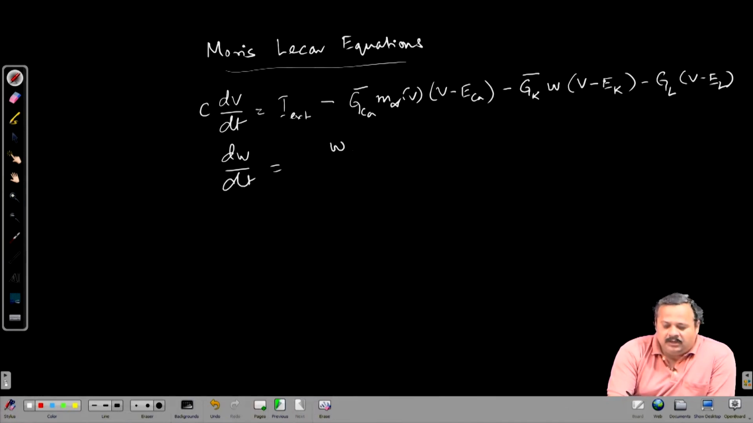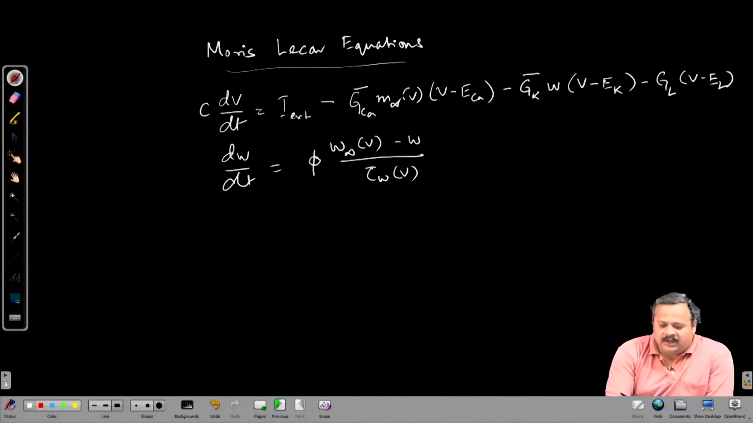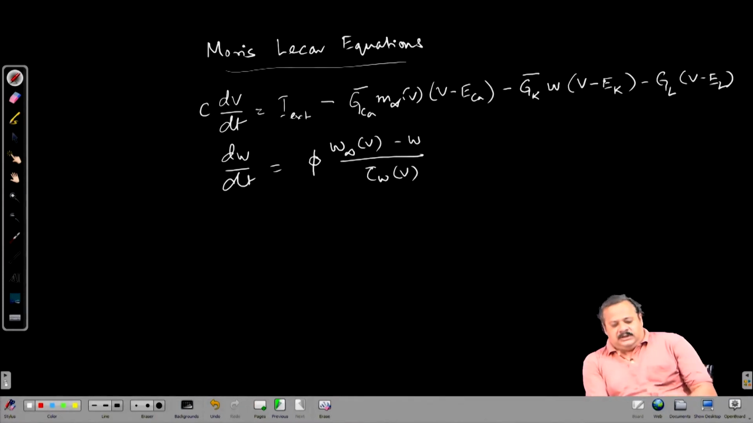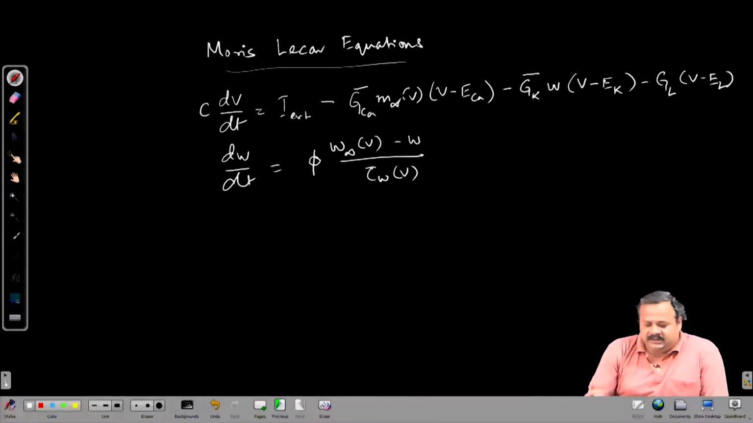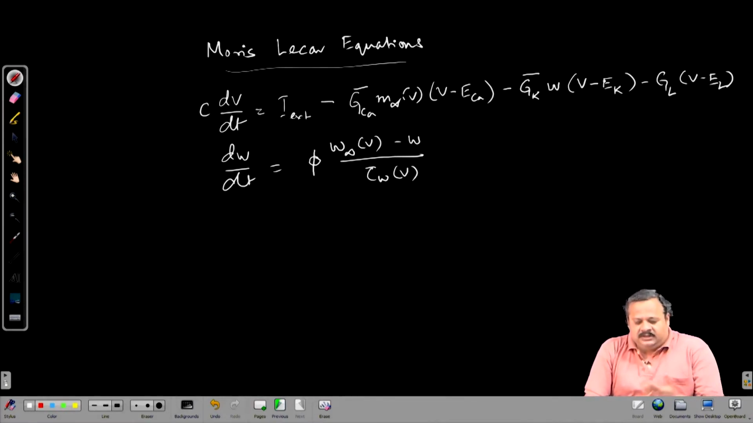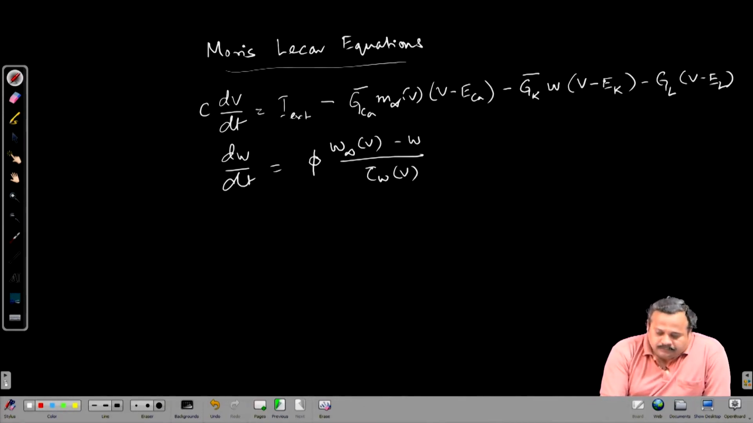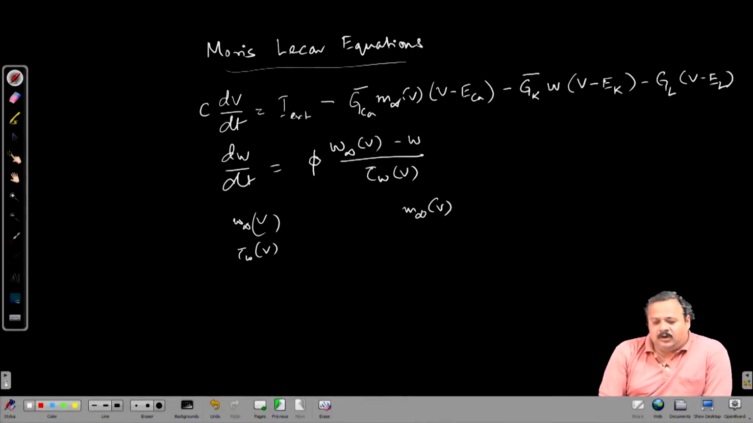and we have dW/dt equals, the same way, phi times (W infinity(V) minus W) divided by tau W(V), and there is something here called phi, which is a temperature factor, which is not of concern at the moment, it is just a simple constant. So, this is just scaling the dW/dt. So, we now need W infinity(V), tau W(V), and our m infinity(V) as a function of voltage in order to describe this whole system.